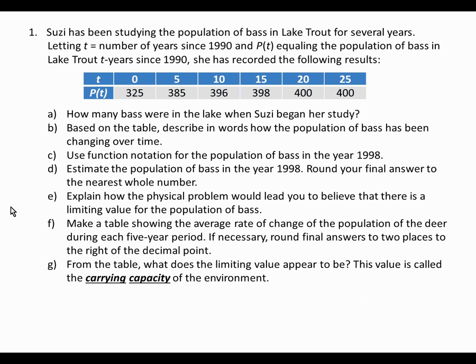Part E. Explain how the physical problem would lead you to believe that there is a limiting value for the population of bass. F. Make a table showing the average rate of change of the population of the bass during each 5-year period. If necessary, round final answers to 2 places to the right of the decimal point. In Part G, from the table, what does the limiting value appear to be? Again, this value is called the carrying capacity of the environment.